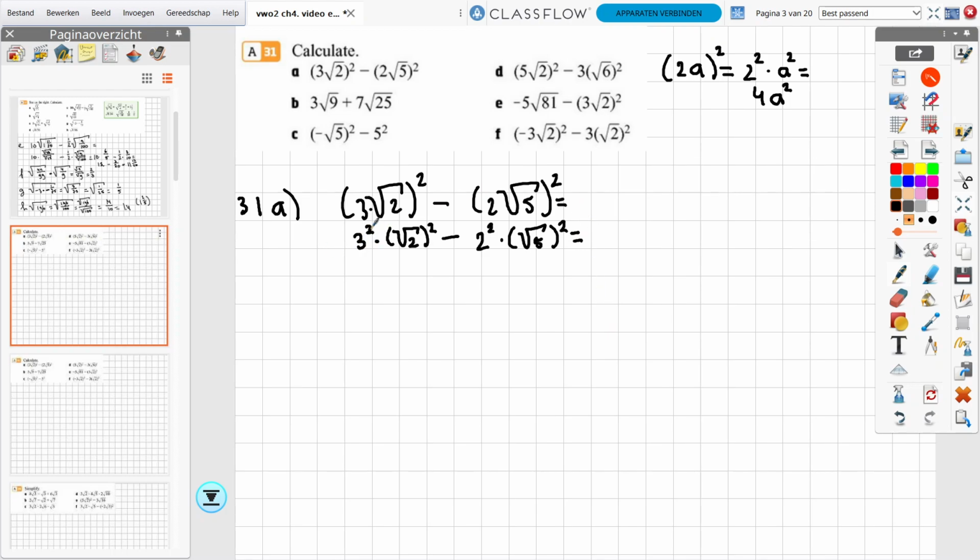What you get is 3 squared is 9 times root 2 squared. A root and a square cancel each other out. So root 2 squared is the same as 2. Minus 2 squared is 4 times root 5 squared, root and a square cancel each other out. So you get 18 minus 20. Remember order of operation, first do the multiplication. And it is negative 2.